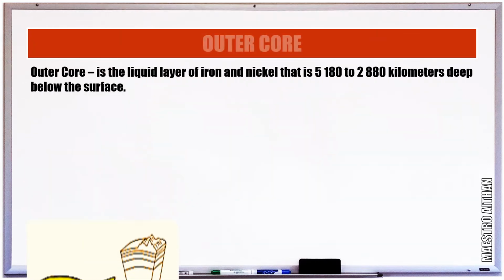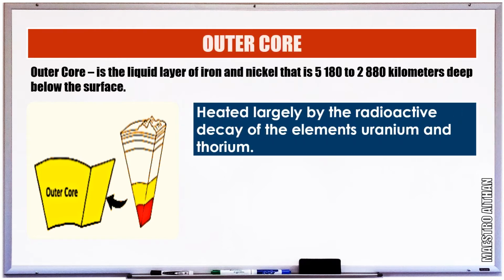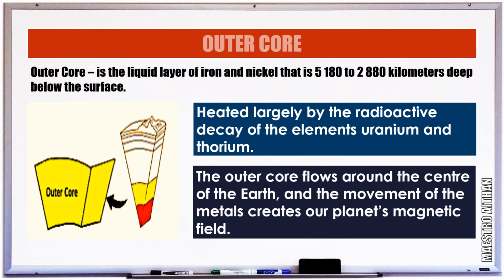The outer core is a liquid layer of iron and nickel that is 5,180 to 2,880 kilometers deep below the surface. It is heated largely by the radioactive decay of the elements uranium and thorium. The outer core flows around the center of the Earth, and the movement of the metals creates our planet's magnetic field.